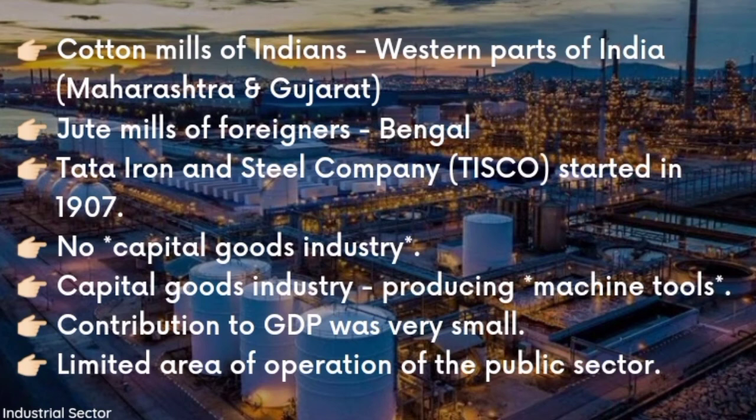The cotton textile mills dominated by Indians were set up in the western parts of India, like Maharashtra and Gujarat, whereas the jute mills dominated by foreigners were set up in Bengal. Tata Iron and Steel Company, or TISCO, was incorporated in the year 1907. Then no capital goods industries were developed in India. Capital goods industries are the industries which produce machine goods.